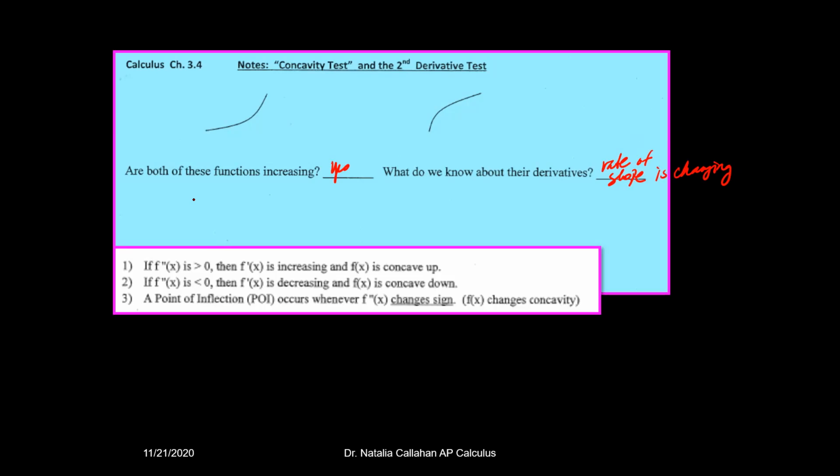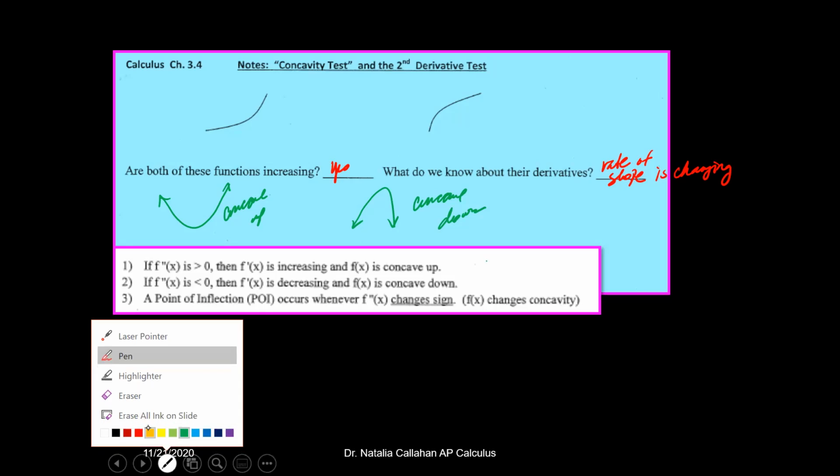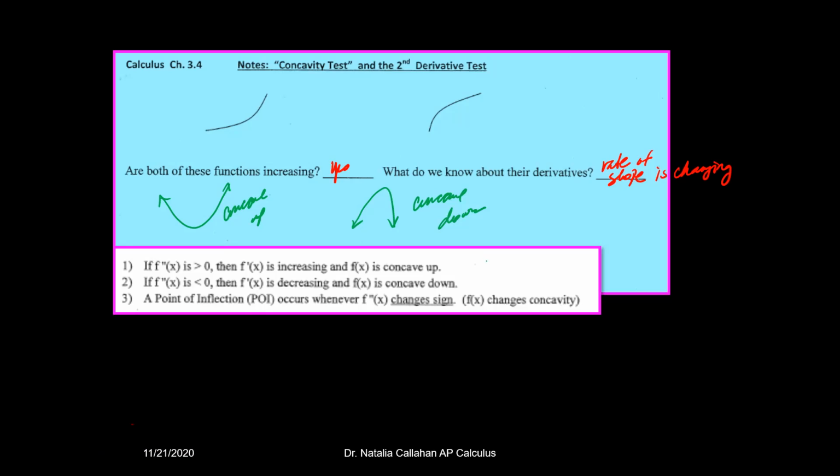Now to make sure that you guys understand the concept of concave up and concave down, this right here is concave up. Similarly, this is concave down. And so when it's concave up or down, how is that in relation to the slope? Well, the slope right here is becoming more positive, whereas if it is concave down, the slope is becoming more negative.